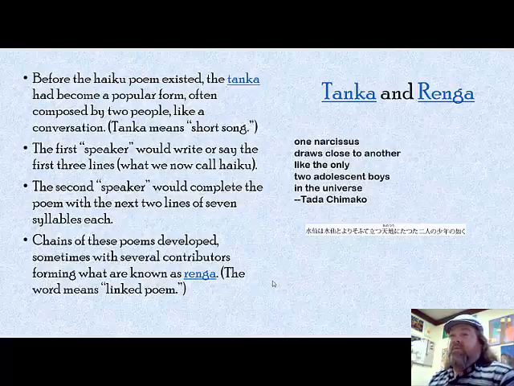Now we have poems that are written by single poets that have 5 lines and follow this format in some way. Over the course of time, a number of poems and chains of these poems developed with a number of contributors. So you might have several different poets and philosophers and thinkers and other people who would just add a little bit here. They would do the 3 lines, and someone else would do the 2 lines, and the next person would do the 3 lines. And this is called a renga. It means a linked poem.